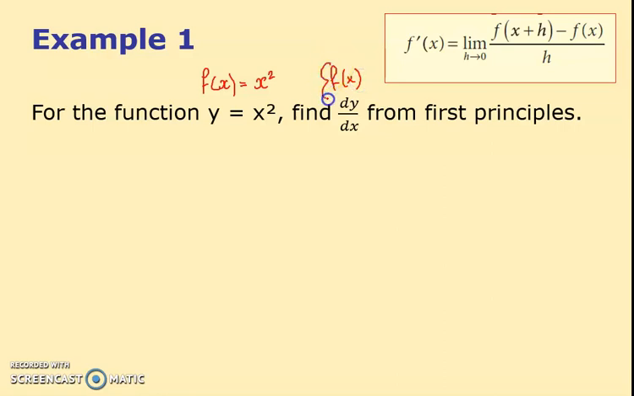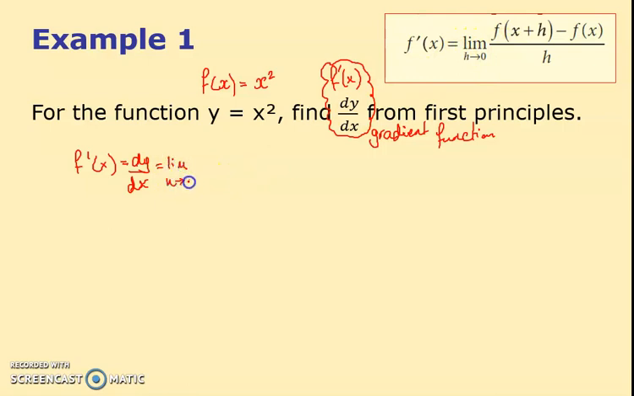But notice what I said at the start. These two are both versions of the same thing. They are both ways of asking for what's the gradient function. So you might even see the words gradient function as well. Anyway, so if I want f dash x, or dy by dx, we write this out. You get in the habit of writing this out exactly as it says it. It's the limit as h tends to 0 of f of x plus h minus f of x over h.